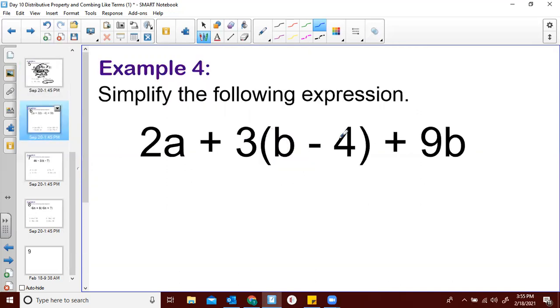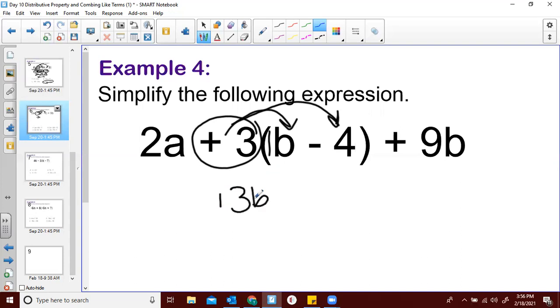All right, we got 2 different variables here. Let's not get confused. Let's not worry about all that. Let's just start distributing. Right, so I am distributing my positive 3 to my positive 1b and my negative 4. So I'm going to get 3 times 1b, which will be a 3b. Remember, that's going to be positive. 3 times a negative 4 is negative 12. Bring down what I didn't use, plus 9b and 2a.